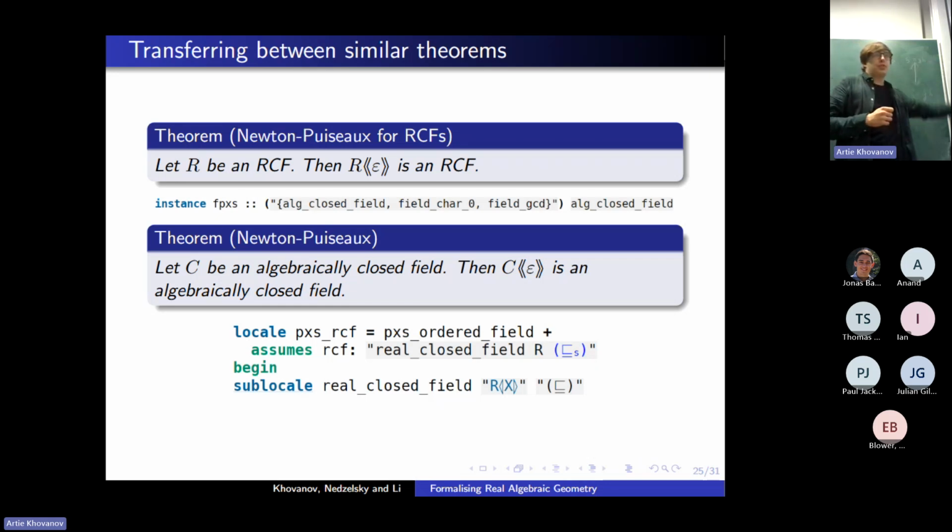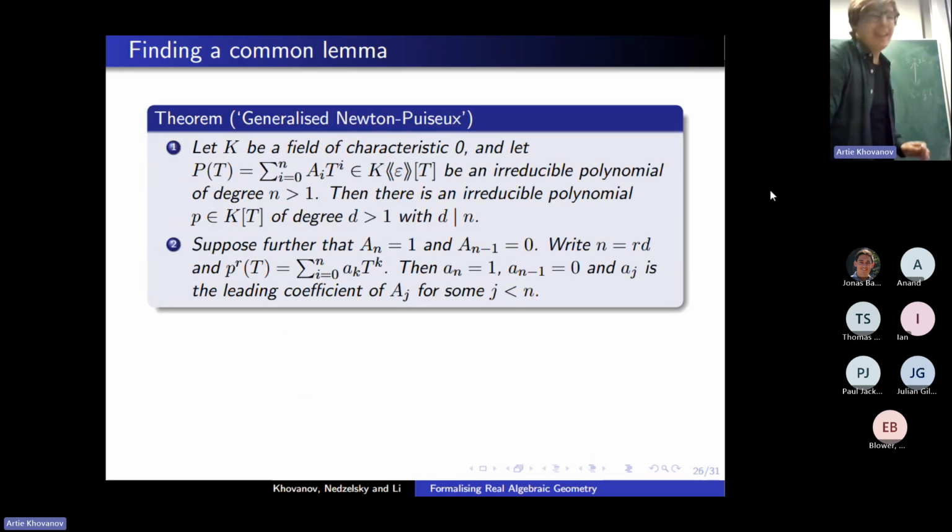And so using the proof of Newton-Puiseux in the algebraically closed case, I was able to extract, not the theoretical proof, but the proof I actually had, a lemma which I'm going to call generalized Newton-Puiseux. So this is the lemma. The details of it don't matter. But essentially, if you ignore the algebraically closed assumption and really see what you're proving, you get this monstrosity of a lemma. And so what I did is I extracted that lemma.